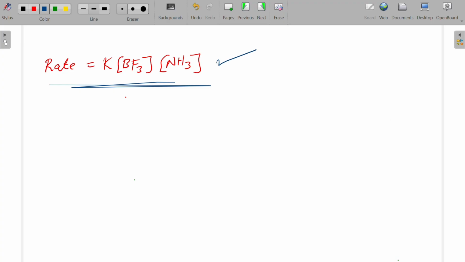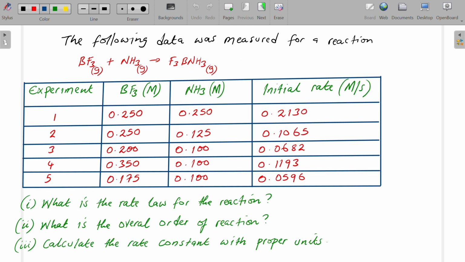So rate is equal to k multiplied by the concentration of BF3, multiplied by the concentration of NH3. And this is what we're looking for. The key here was to find the values of x and y. After finding them, we are done with our work. All we have to do is come back and write our complete rate law.